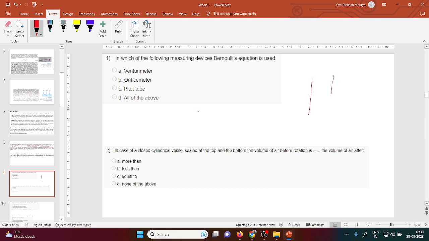Like this is one cylindrical vessel, tightly packed at the bottom as well as on the top. And this is the first case. And the second case is the same cylinder, I am just drawing it for the sake of your understanding of what the question is asking. Now you are going to rotate the fluid. And what will happen to the volume? It will be equal, or it will be reduced, or it will be more, or what? Please write your comment in the chat box.